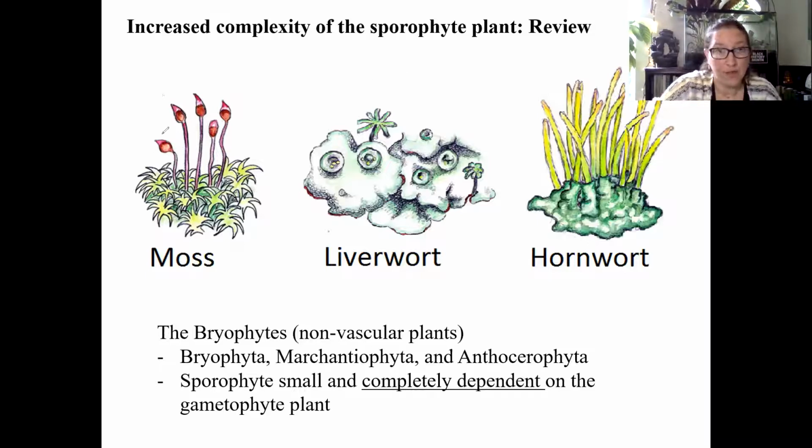Where's the sporophyte plant on the moss? It's this, and it's attached to the green fluffy, which is the gametophyte plant. Where's the sporophyte plant on the liverwort? Hanging upside down off of this new structure that the liverworts have. Where is the sporophyte plant on the hornwort? It's the horn. But they're all small and they're all attached to the gametophyte plant and dependent on the gametophyte plant. They cannot survive on their own.